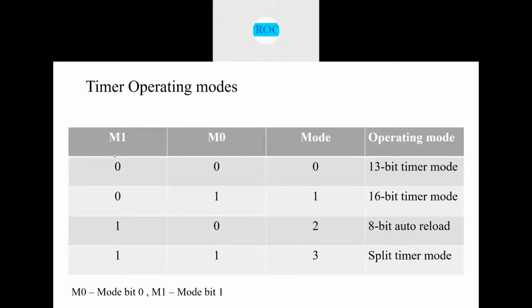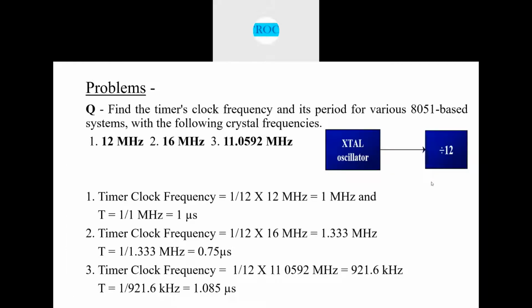And we also studied the mode bits M1 and M0. For timer 1 we have these two bits, and for timer 0 also we have M1 and M0 bits. Depending on these combinations, the timer could be operating in mode 0, mode 1, mode 2 or mode 3. What is mode 0? It is the 13-bit timer mode. And we know how to calculate the timer's clock frequency. We saw a couple of problems and how to find the period.